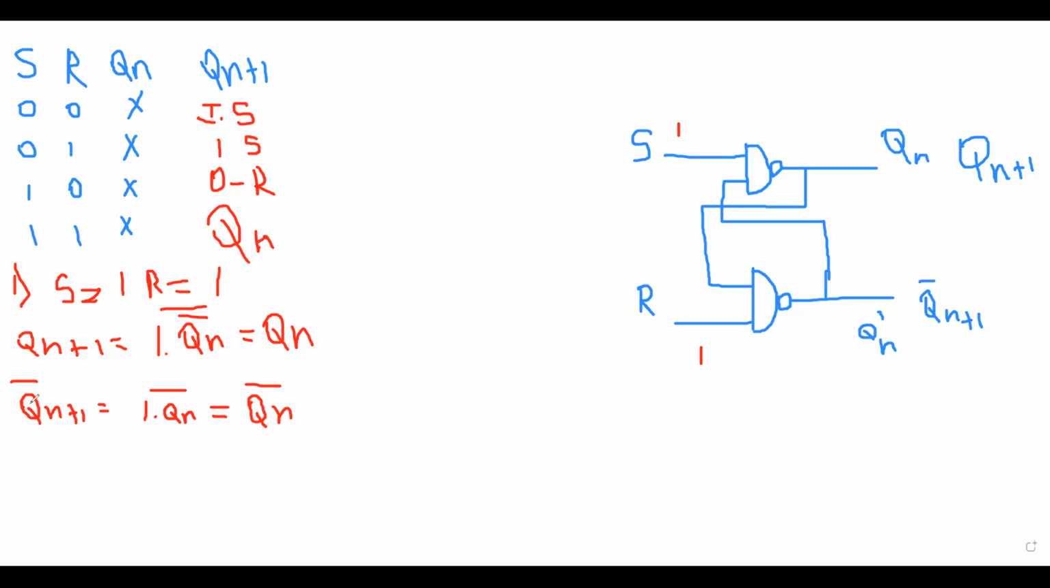Here, whatever Qn plus is there, we are getting the same Qn. And here, whatever Qn plus 1 bar is there, you are getting the same Qn bar. So whatever present state is there, the same present state continues to be the next state. So this is the truth table for SR latch. Now I'll move to the flip-flop presentation slide.